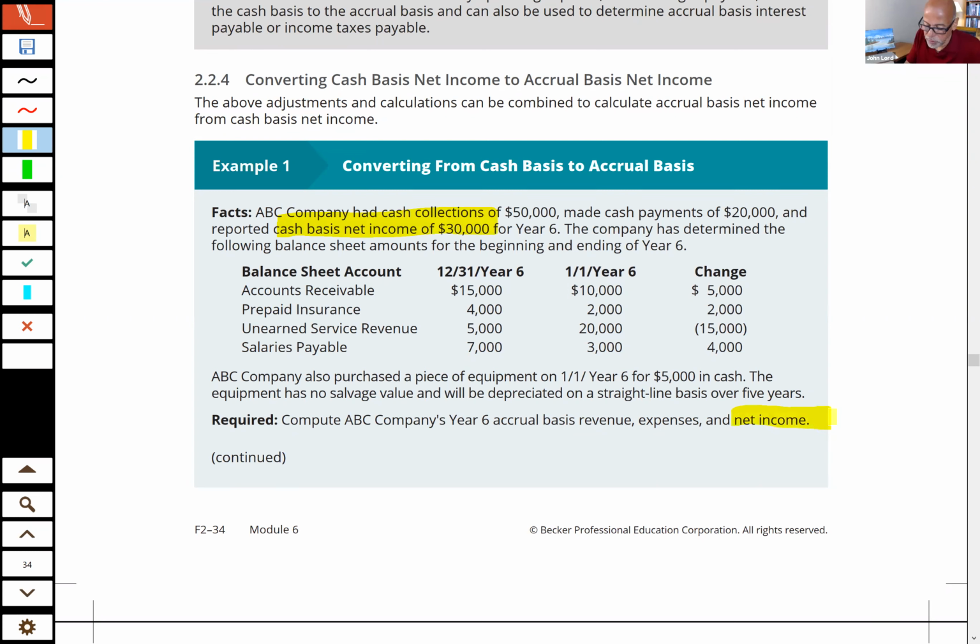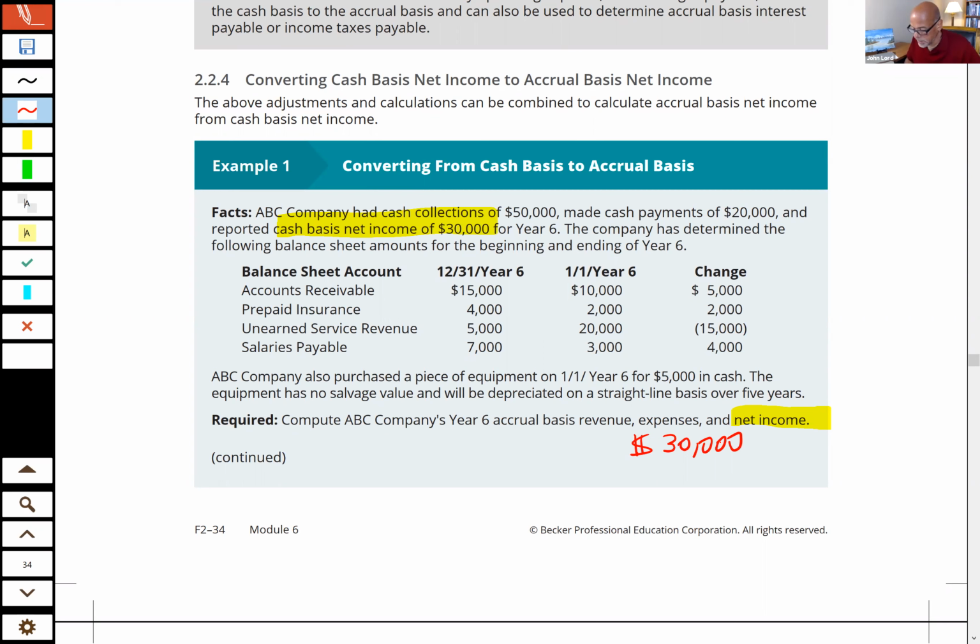Guys, I'm not going to do it for every single one of these because we don't have all night. I've told you how to handle revenue, and I'll tell you how to handle expenses in a minute. So let's just deal with the net income part. The flashcard told me to start with cash net income, which was how much? 30,000.